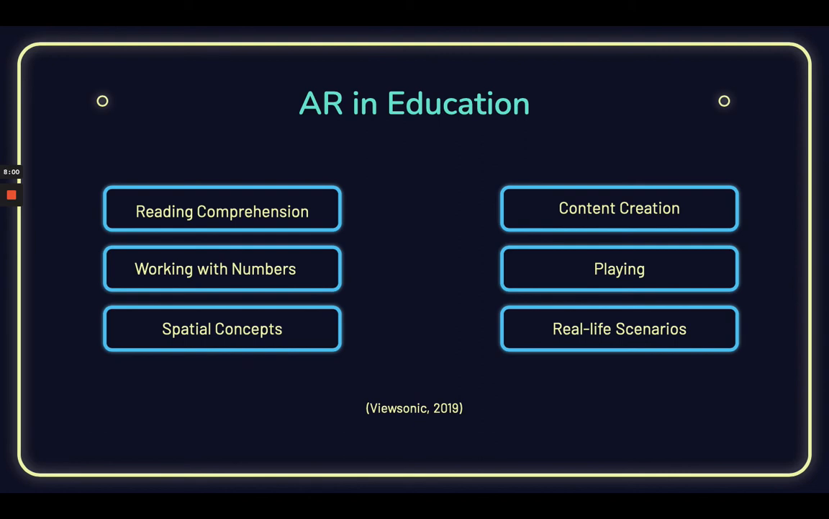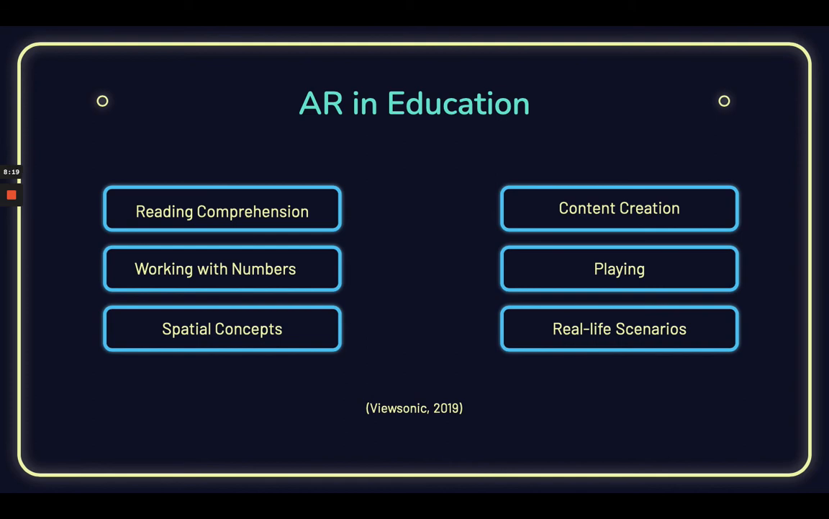Here are a few ways AR can be used in education. First is for reading comprehension. AR can augment books with 3D pictures, words, and other information that can help students with reading and improve their comprehension. Students can work with numbers in real time and virtually with AR.